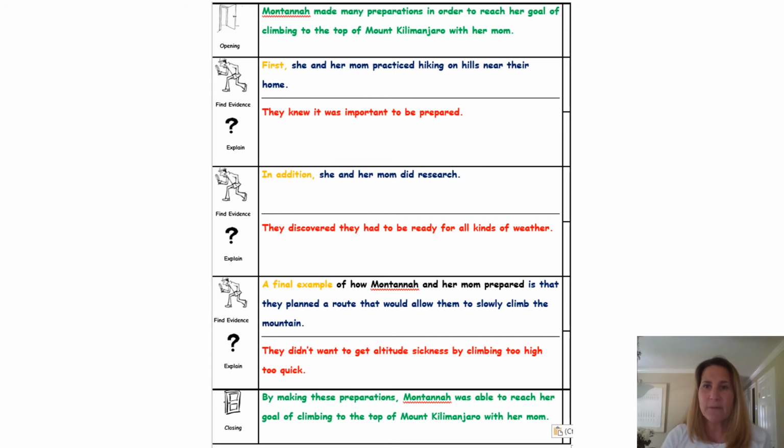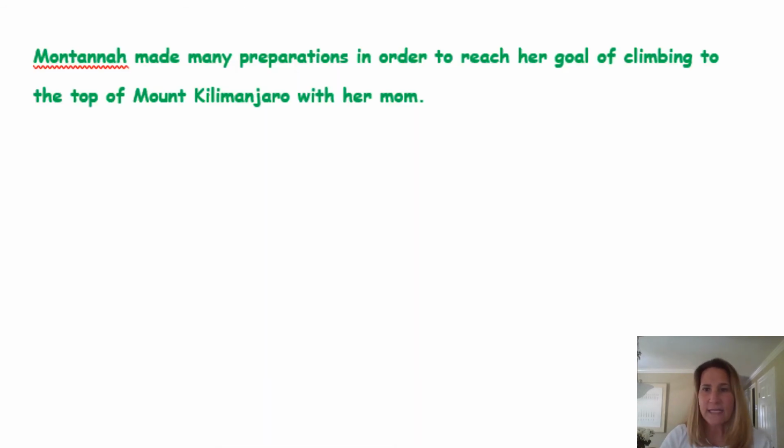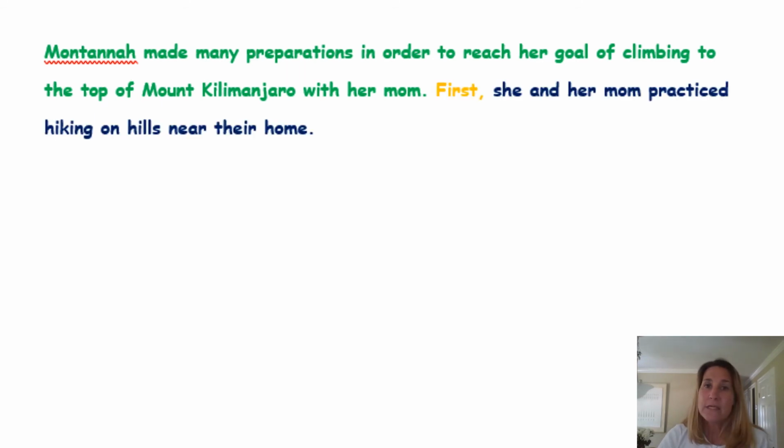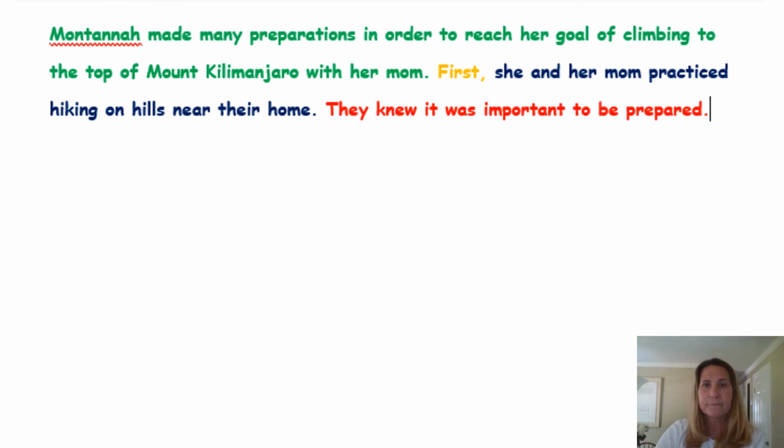So I've completed my writing organizer, but it's not a paragraph yet. I need to take the information from the organizer and put it into a paragraph. So I just begin at the beginning and take my opening and write, Montana made many preparations in order to reach her goal of climbing to the top of Mount Kilimanjaro with her mom. So I just continue taking the information from the organizer and writing. First, she and her mom practiced hiking on hills near their home. They knew it was important to be prepared.